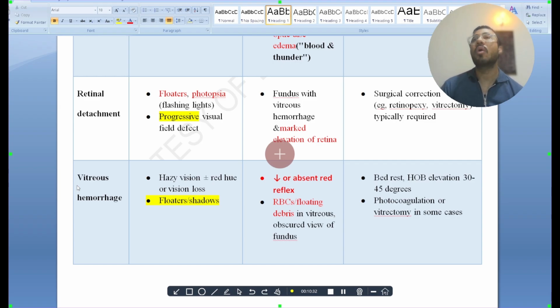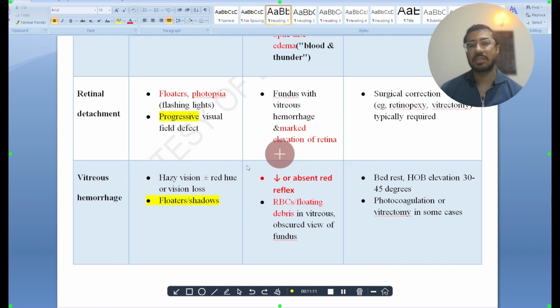And other than that, because it's a hemorrhage, if you try to see the eye with an ophthalmoscope, usually the red reflex is really visible. Red reflex is basically shining of the retina when you see from an ophthalmoscope. But if there is vitreous hemorrhage and you cannot visualize the retina because of the RBCs and debris in the vitreous humor, you'll not be able to appreciate a red reflex. It's just gonna be absent due to the RBCs floating and obscuring the view of the fundus.